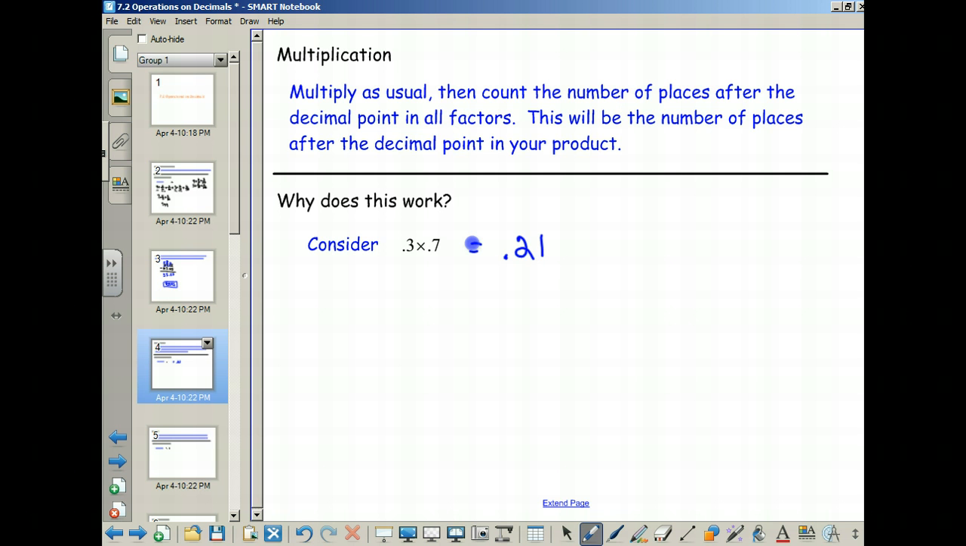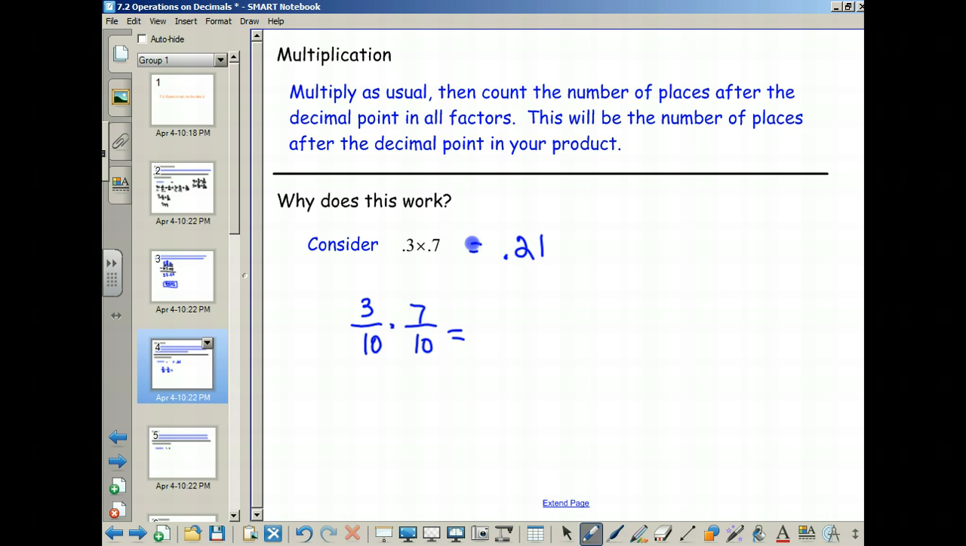So let me show you why it works. We're going to show you why it works in terms of fractions. This is why we actually talk about fractions before we talk about decimals. How could I write 0.3 as a fraction? 3/10. And how can I write 0.7 as a fraction? 7/10. And in the last section we learned about fractions, and what we said when we do fractions is that we can multiply them together how?